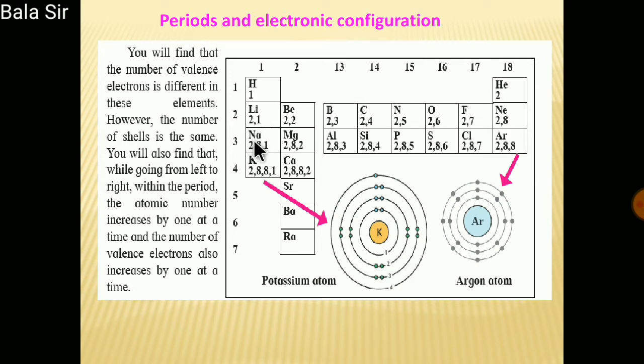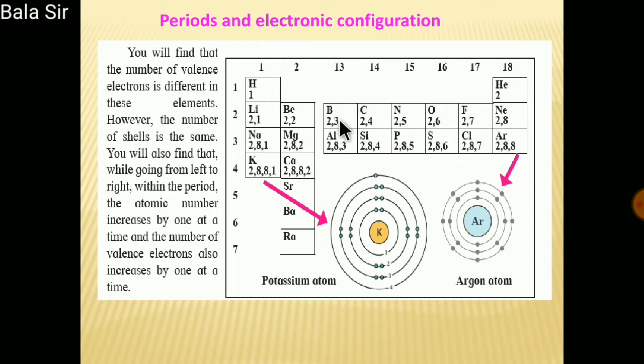If Na is 11, so how will you split the 11? First shell 2 electrons, so 11 minus 2, 9. Second shell 8 electrons, maximum is 8 electrons, so the remaining is 1, so 2, 8, 1. But the thing you see here is on the last shell the numbers are the same: group 1 is 1, 1, 1, group 2 on the last shell is 2, 2, 2.